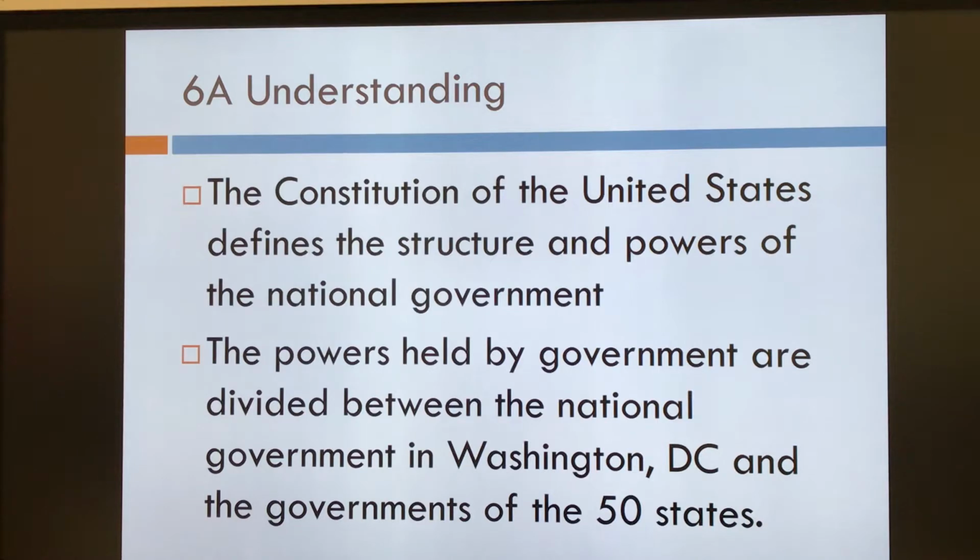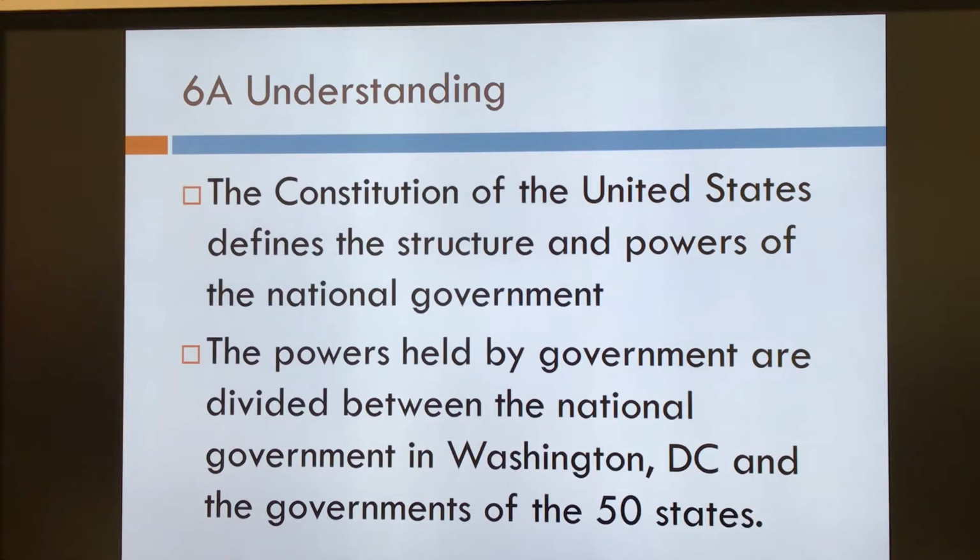So what we will learn as we continue to move through SOLs 6, 7, and 8 is how the framers of the Constitution drew up a plan so that the powers could be divided up. As we move through these SOLs, we'll see how the national government, which is in Washington, D.C., has powers, and that's what we'll be looking at throughout SOL 6. And then we'll look at how the state governments have power as well, and that will be what we focus on in SOL 7.